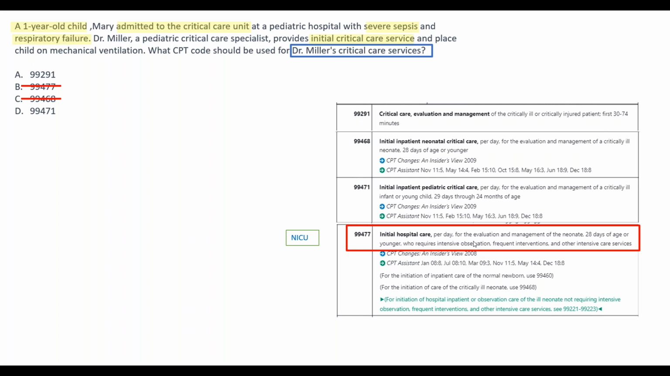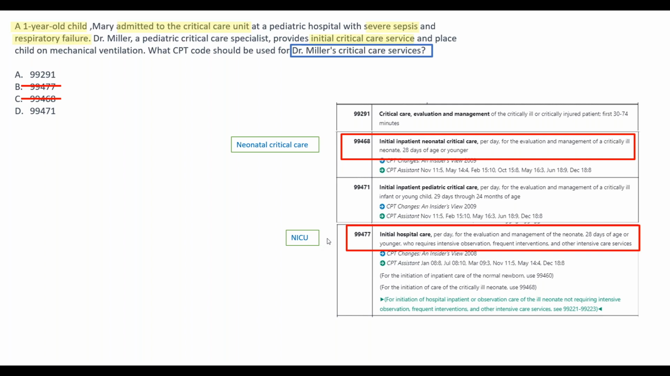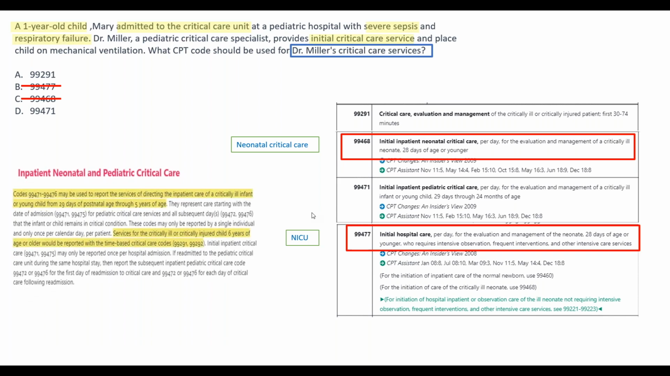And option C, 99468, is coding for initial neonate critical care per day. So why is option C wrong, coders? Let me know in the chat. Why is option C also incorrect? Once again, that is also a neonatal critical care service code for a neonate 28 days of age or younger, exactly. And now it's between option A and option D.